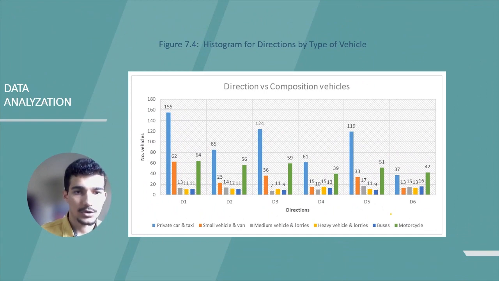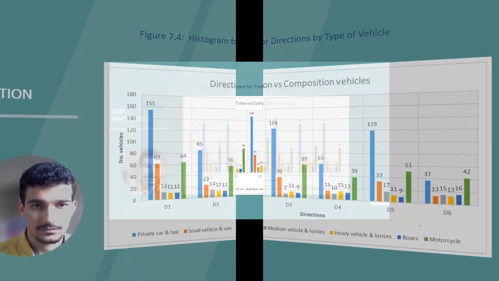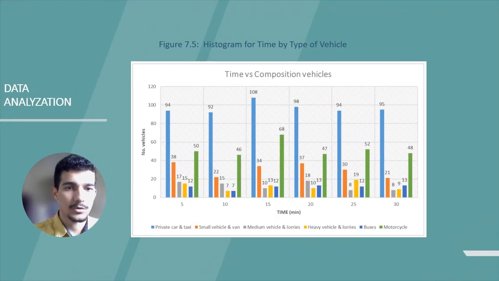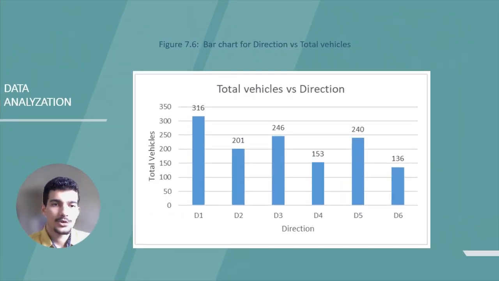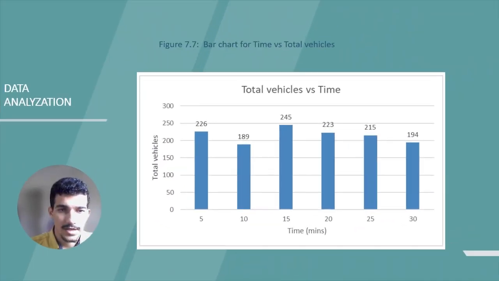So figure 7.4, we have the histogram for direction by type of vehicle. And also figure 7.5, the histogram for time by type of vehicle. For this figure is the bar chart for direction with total vehicles. And the last figure is the bar chart for time with total vehicles.